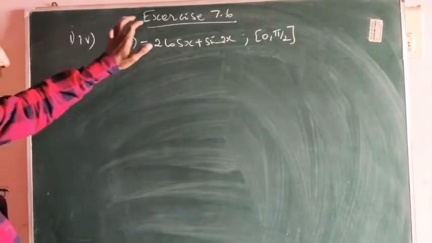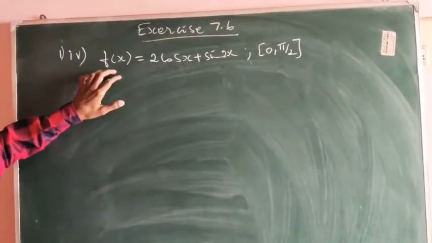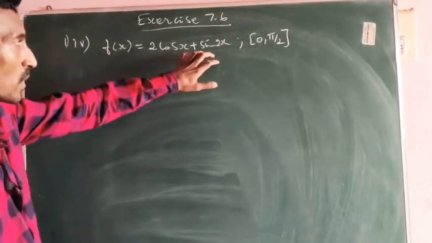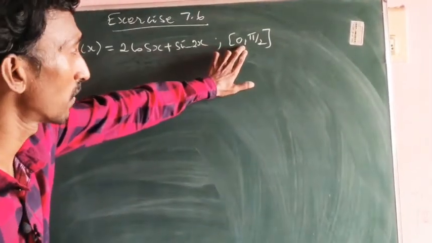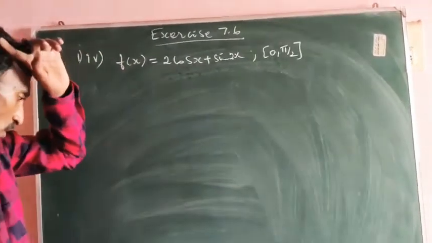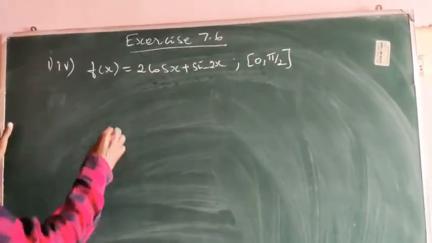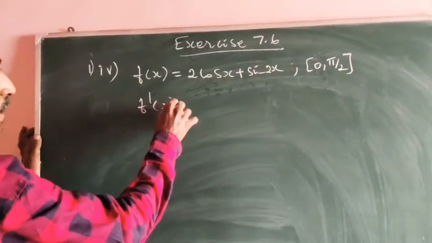Subdivision 4, question number 1, exercise 7.6. The function is f of x equal to 2 cos x plus sin 2x and the closed interval 0 comma pi by 2. Our aim is to find out the absolute extremum. So as usual, find out the first derivative.